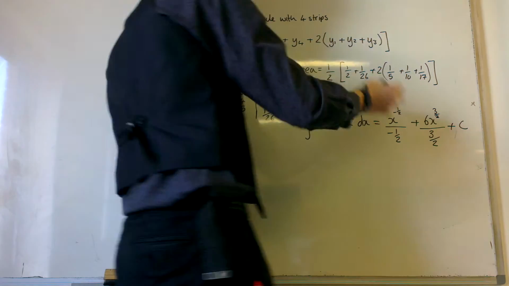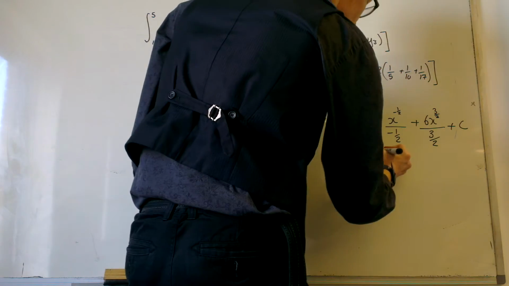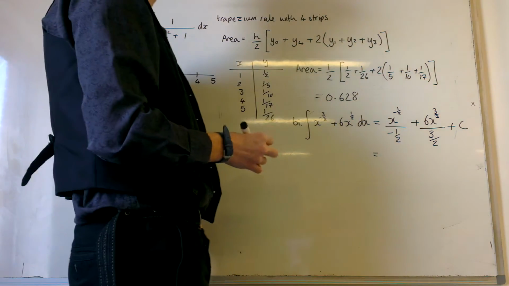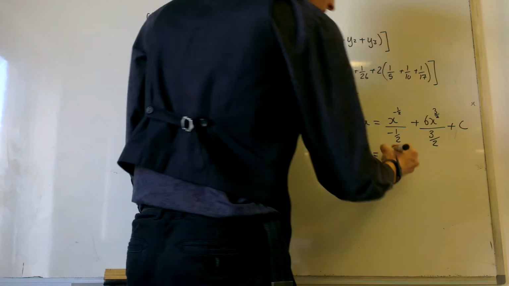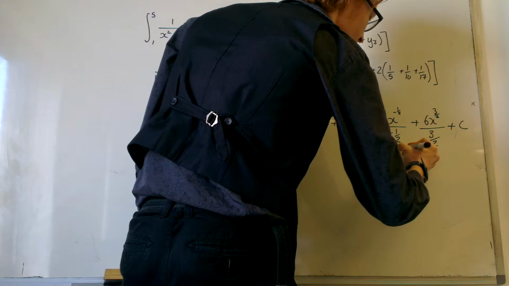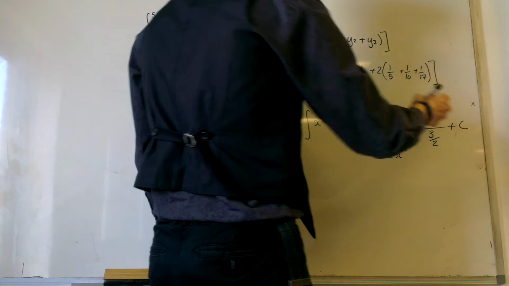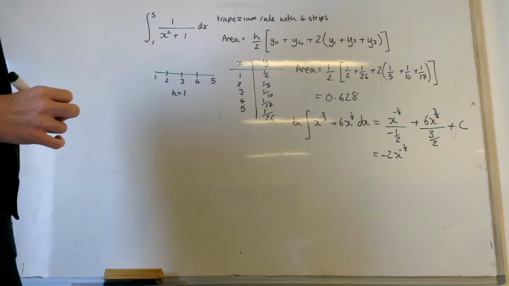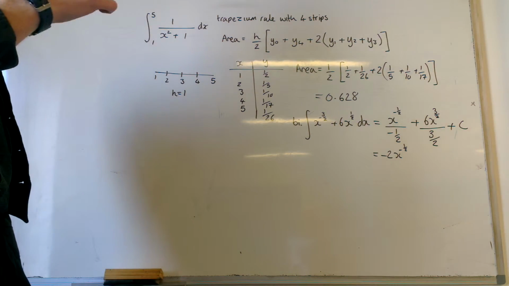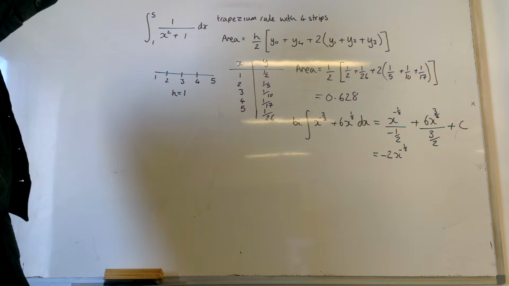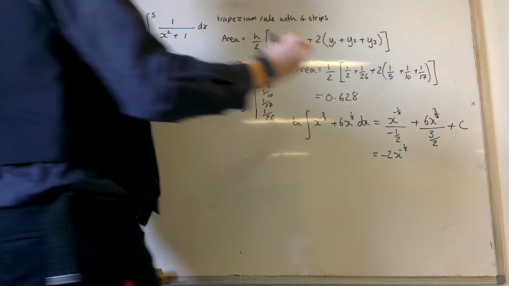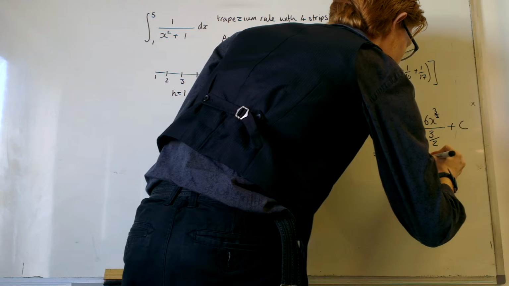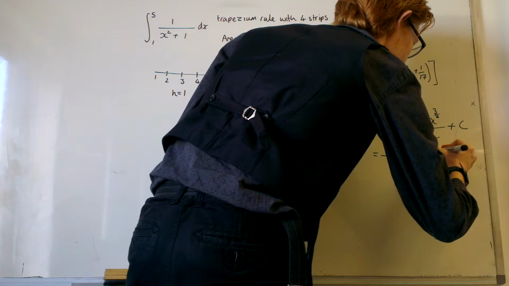It does say give the coefficients in their simplest form, so I'm going to do that now. Dividing by minus a half is the same as multiplying by minus 2. Minus 2x to the minus a half. Dividing by 3 over 2 is the same as multiplying by 2 over 3. 6 times 2 is 12. Divide that by 3 and you get 4. Plus 4x to the 3 over 2.